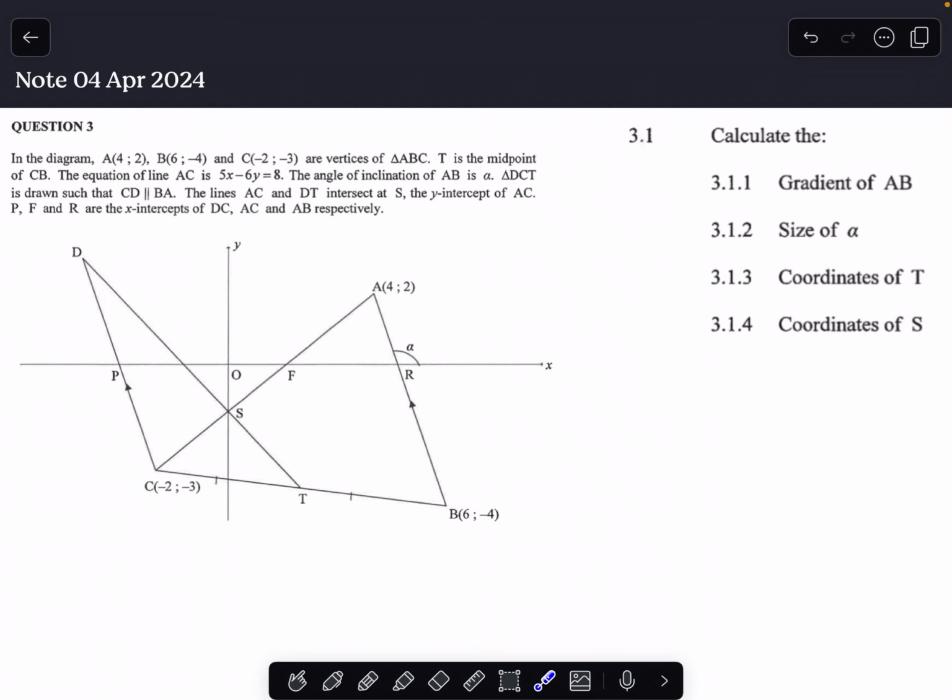Yes, we are looking at a new exam. We're starting to look at a new exam: the department's November 2022 paper 2. And we are getting going with question 3.